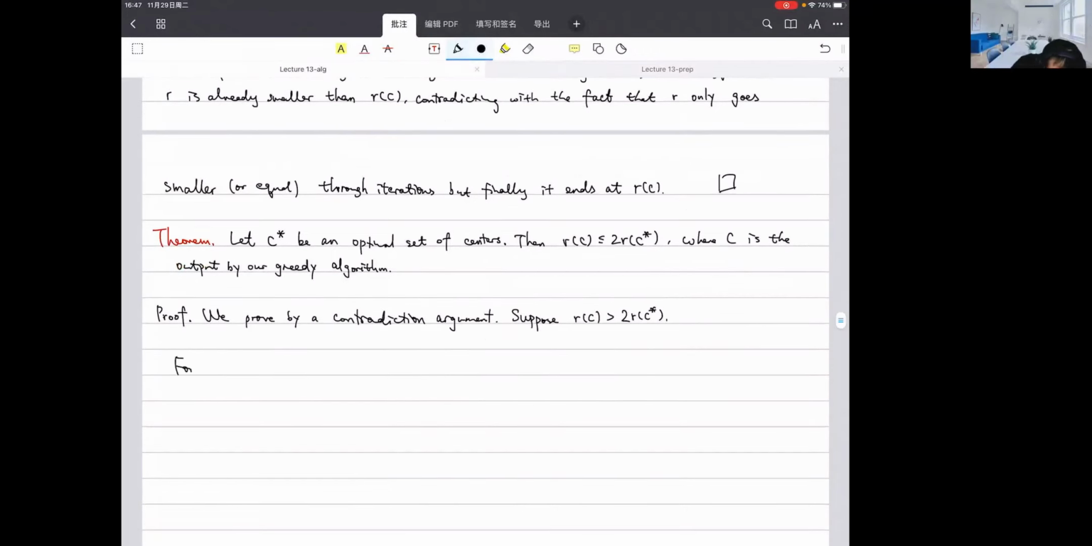So for our convenience, let's make more notation for the C star here. We denote the set C star as C1 star, C2 star, until CK star, because we know that the cardinality of C and C star are both K.